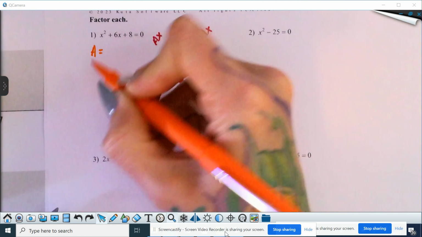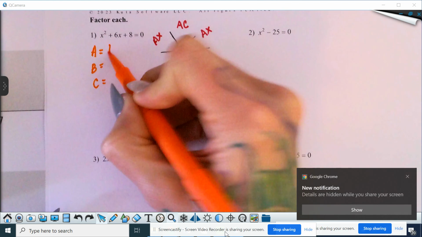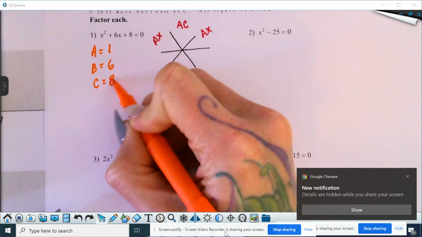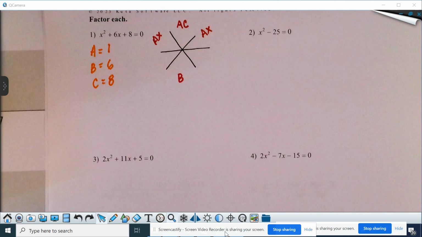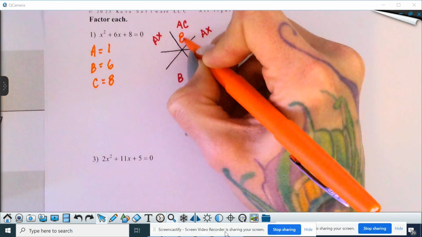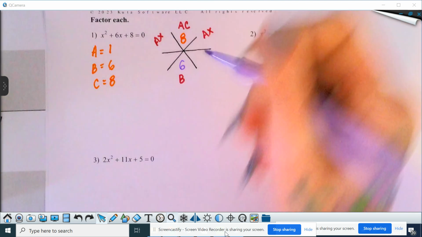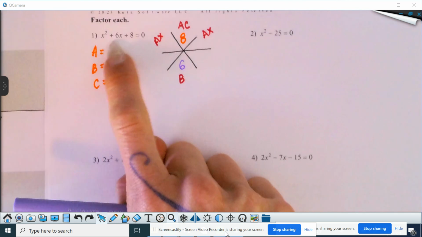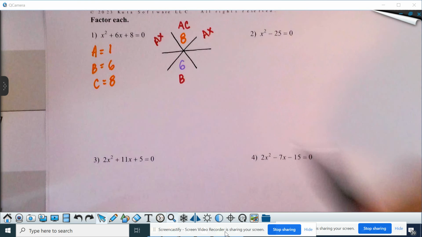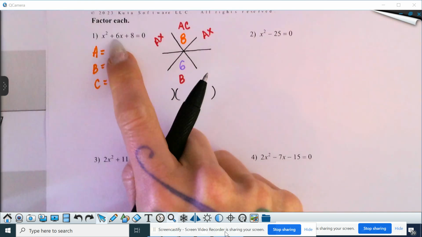So you need to know your A value, your B value, and your C value. A is the first one, B is the second one, and C is the third one. So from there, we now are going to do A times C. In this case, that's 1 times 8, and that goes on the top. And our B value goes on the bottom, which is 6. And they are both positive. When your B value is positive or negative, that's a telltale to decide on your positive negative factors. The larger factor will always match the positive or negative of the B value.